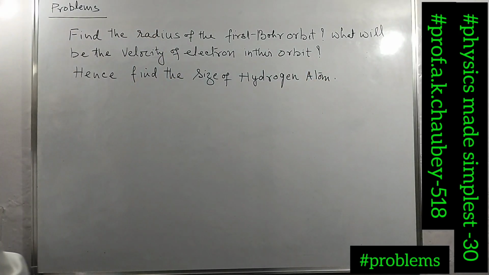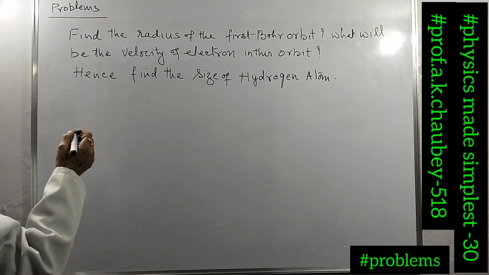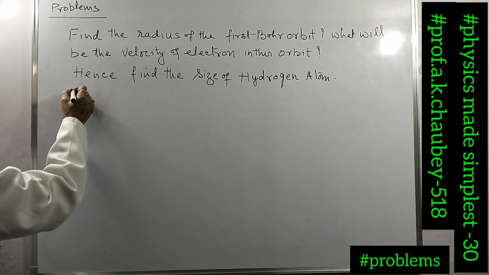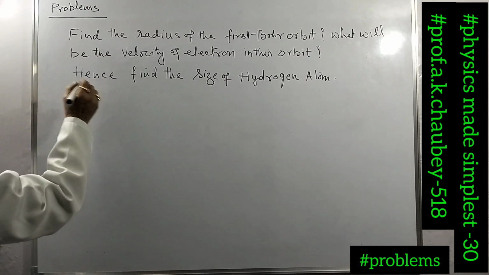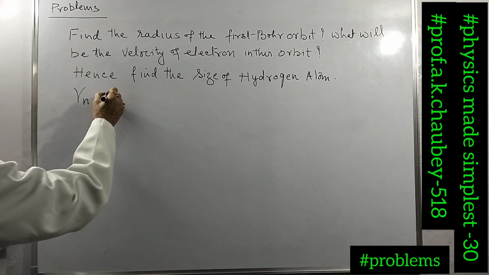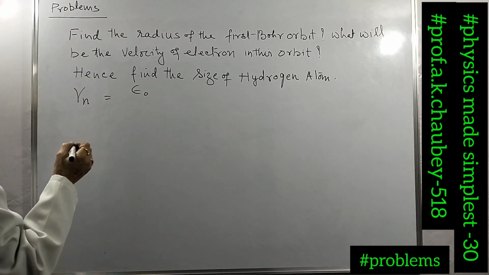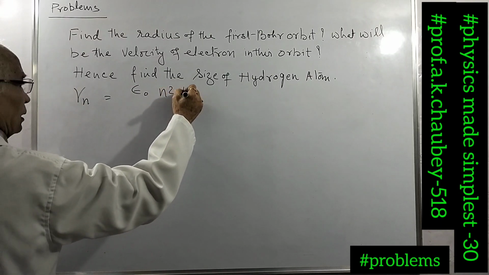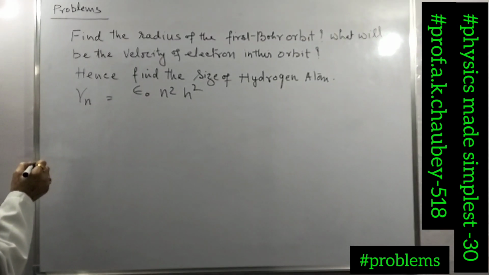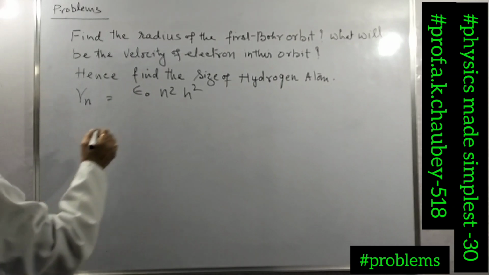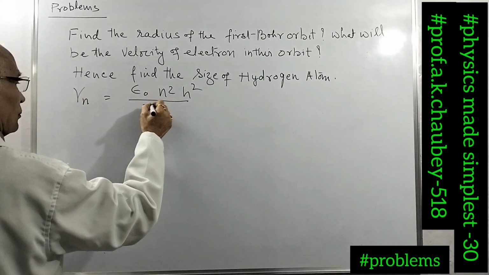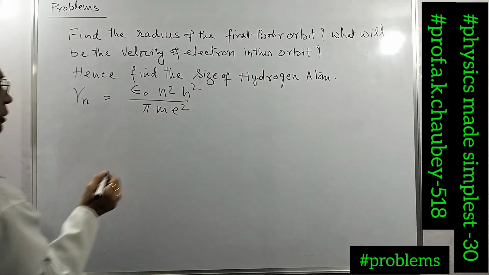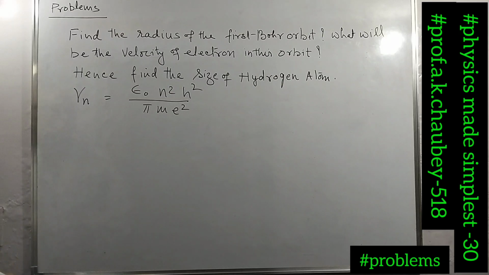So let us do this problem. We know from the Bohr study, I refer you back to it, that Rn, the radius of the nth orbit, is epsilon naught n square h square upon pi m e square. This was the formula from the Bohr theory. The radius of the nth orbit is given by this.